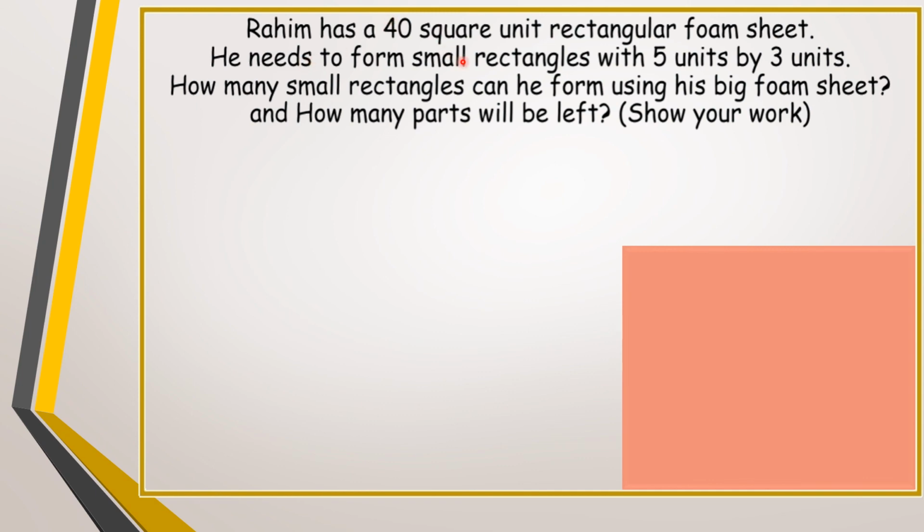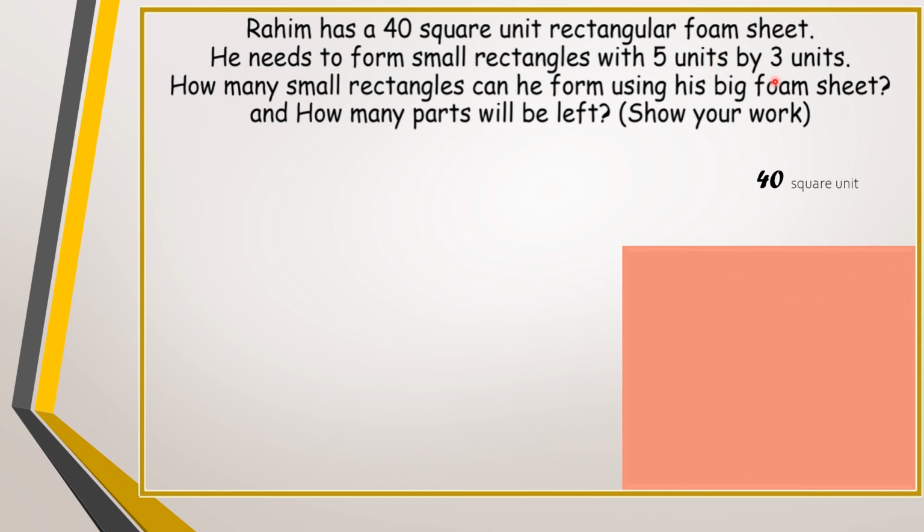Rahim has a 40 square unit rectangular foam sheet. He needs to form small rectangles with 5 units by 3 units. How many small rectangles can he form using his big foam sheet? And how many parts will be left? So let's suppose this is his foam sheet. It's 40 square units. Let's make some small rectangles from it.